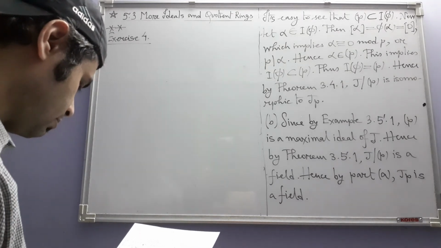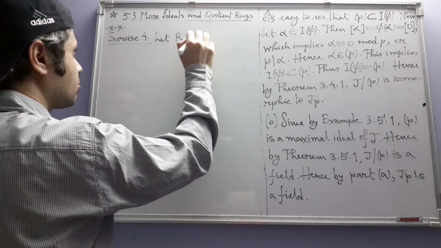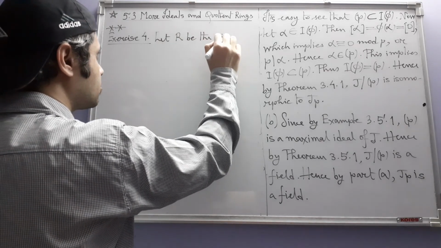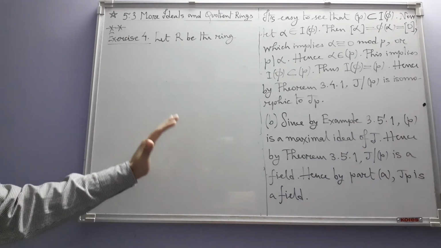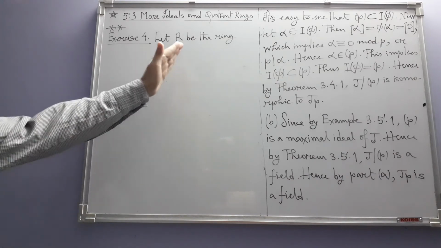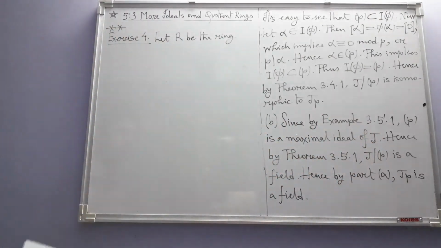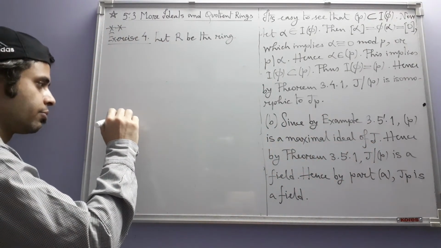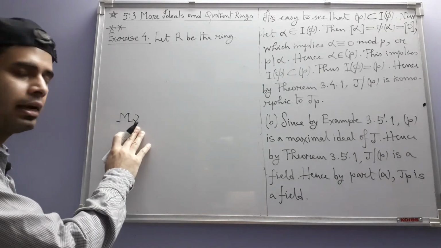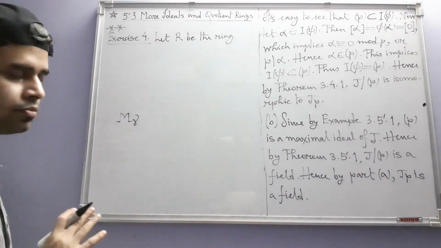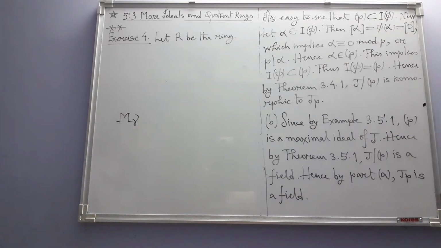In fact, this exercise will complete the search for all the maximal ideals in the ring of continuous functions. Recall that in example 352, we said that ideals like this, that is all such functions that vanish at gamma, are maximal. In this exercise, we will prove that these are the only maximal ideals. That's the thing.